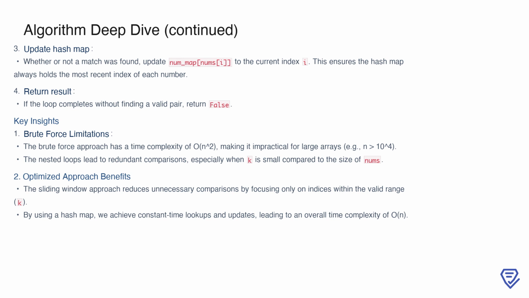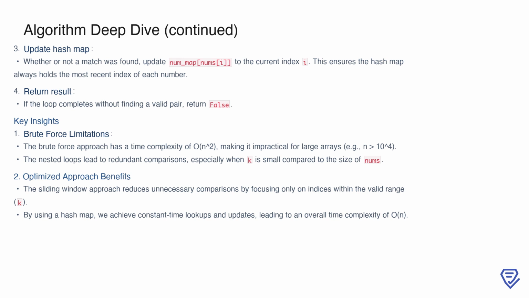This optimized approach addresses the limitations of the brute force method. While the brute force approach has a time complexity of O(n²), making it impractical for larger arrays, the sliding window approach significantly reduces unnecessary comparisons. By focusing only on indices within the range defined by k and leveraging the hash map for constant time lookups, we achieve a time complexity of O(n).